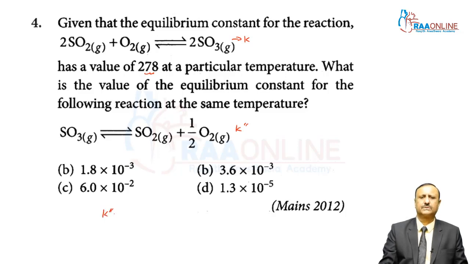So, K double dash is equal to root 1 upon K. So, my dear students, your value is equal to root 1 upon 278. And if you calculate the root of 1 upon 278, then you can get the equilibrium constant for this reaction. So, my dear students, the answer to question number 4 is C. You can get 6 into 10 to the power minus 2. Now, my dear students, we can go to question number 5.